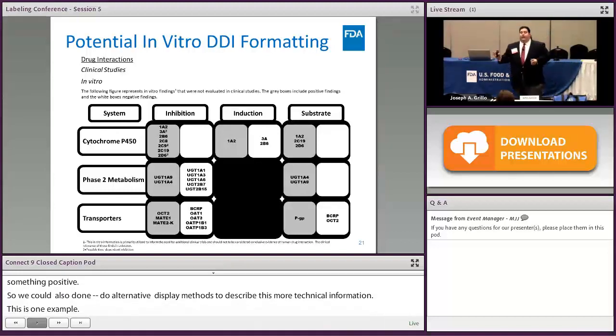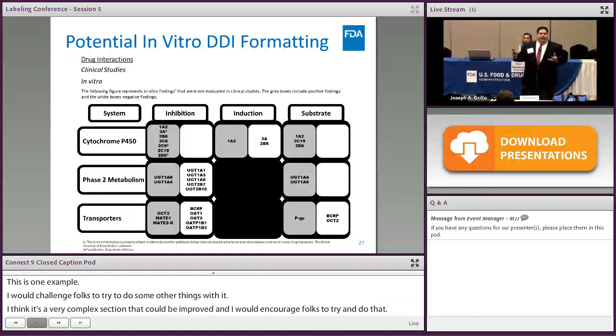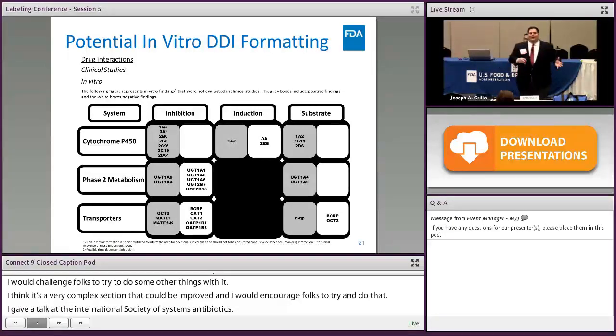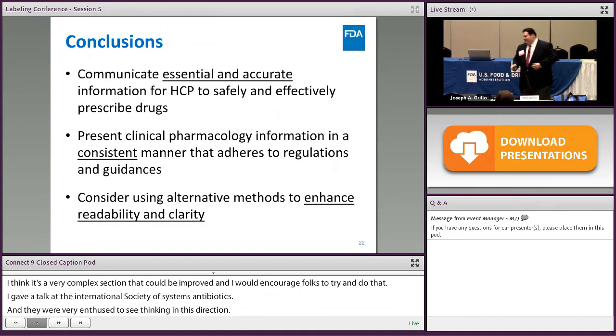I gave a talk at the International Society of Systems Antibiotics, the DMPK people, and they were very enthused to see thinking in this direction. But again, they told me I needed to talk to the labeling people, so I'm bringing it to your attention.